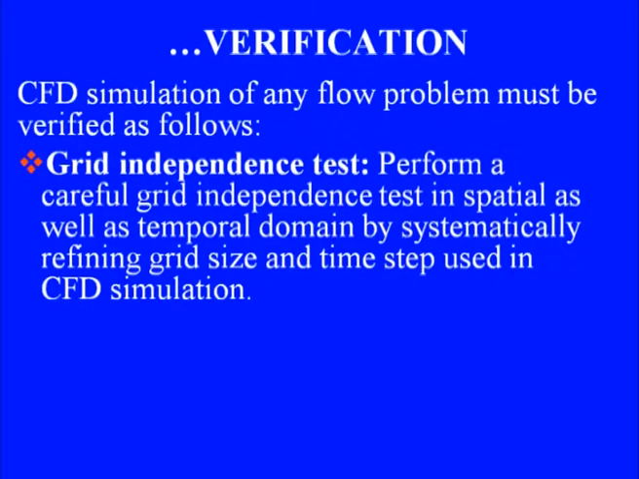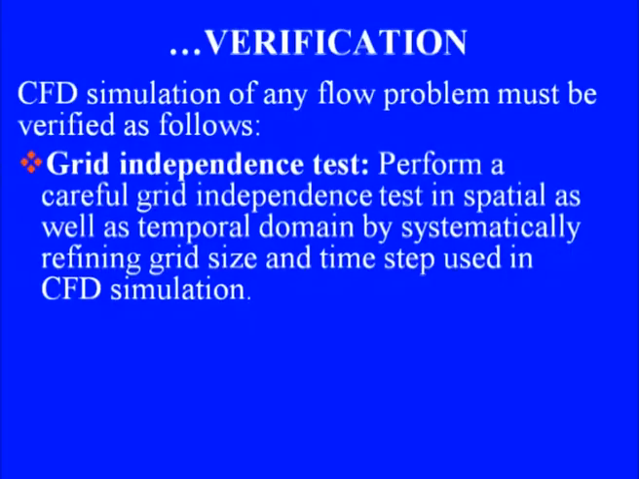The first step which we commonly use is what we call grid independence test. That is to say, the numerical grid which we have used in space or in time, our solution should not be dependent on the choice of the grid. We should be able to get a numerical solution which will not vary if we change our grid significantly. So, this is what is known as grid independence test. So, what do we do? Perform a careful grid independence test in spatial as well as temporal domain by systematically refining grid size and time step used in CFD simulation.